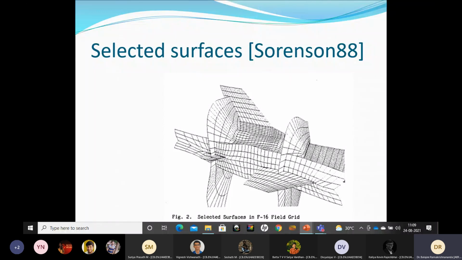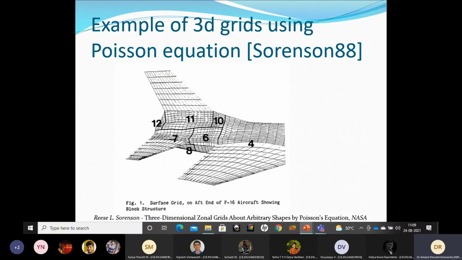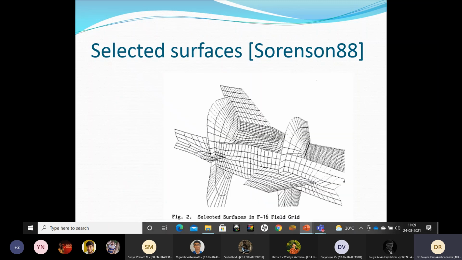Now, what you see here is just the surface of the aircraft. When you solve, you need to solve in 3D the outer space also. So they have taken some cuts, some planes, to show how the 3D grid looks. So you can see some two surfaces here. There will be a surface at every plane. So you can imagine the volume being tessellated into small volumes.